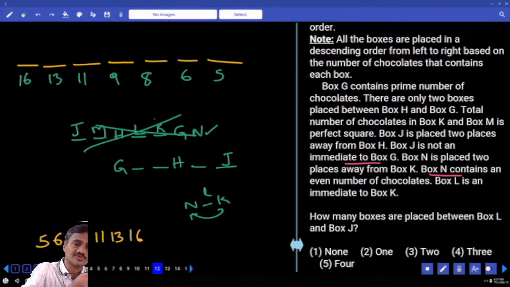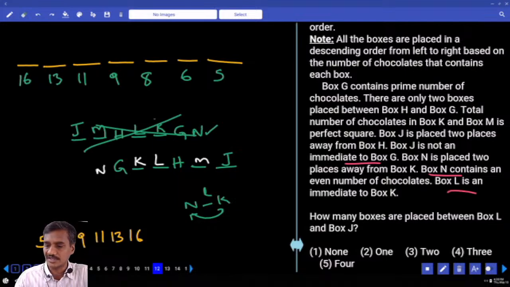Hence, coming to the next one, now in the next case, what should happen here? Now we need to have N and K in the alternate places. N is here, K is here, L is here, then M will be here. That is one such possibility. Then in this case, L is immediate, and N contains an even number of chocolates. N is 16, that is fine. And K and M must give a perfect square. K is 11, M is 6. 11 plus 6 is 17. Is it a perfect square? No. Hence this case is also ruled out.